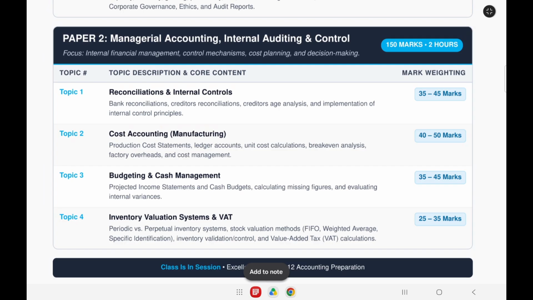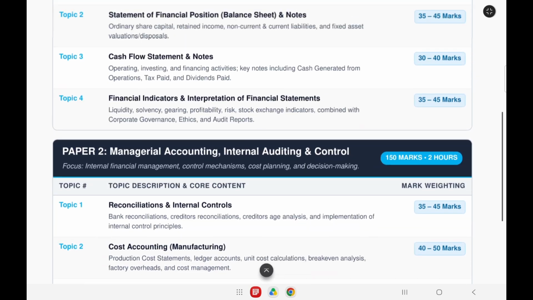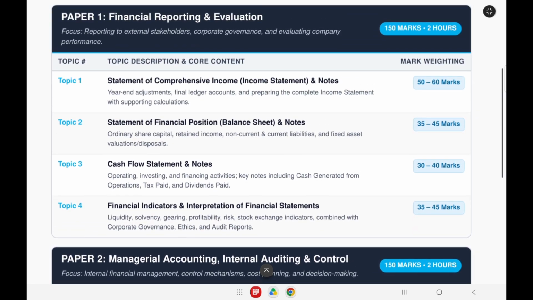We'll do most of paper one first, okay? Inventory, budgeting, as well as cost accounting. And then we'll go to the financial indicators and interpretation of financial statements, where I show you guys the formulae and then I teach you guys the theory part in the easiest way possible.